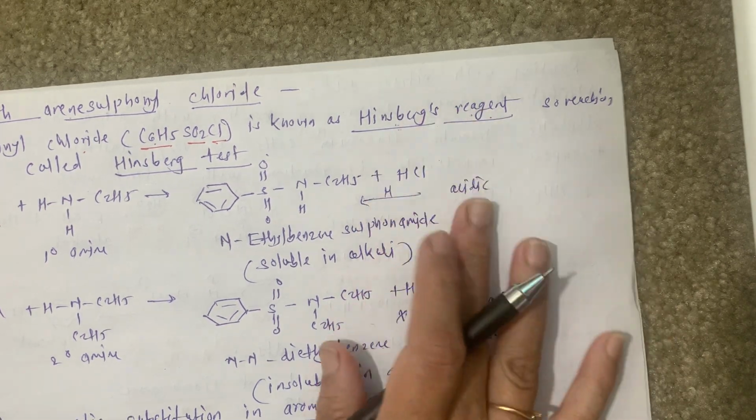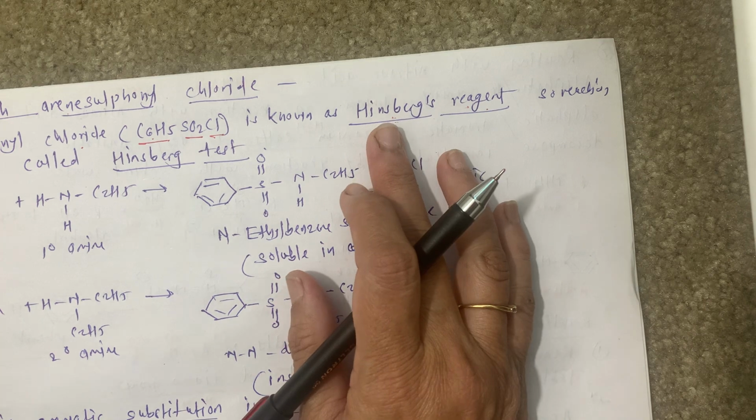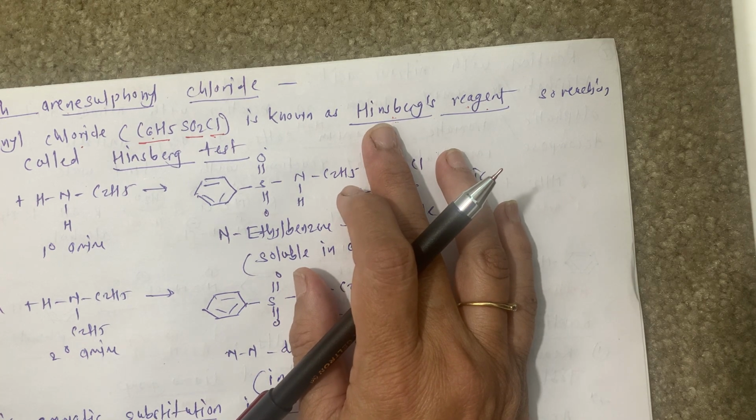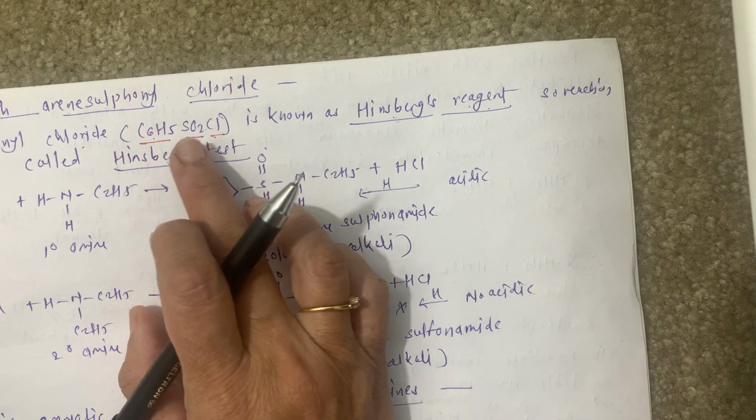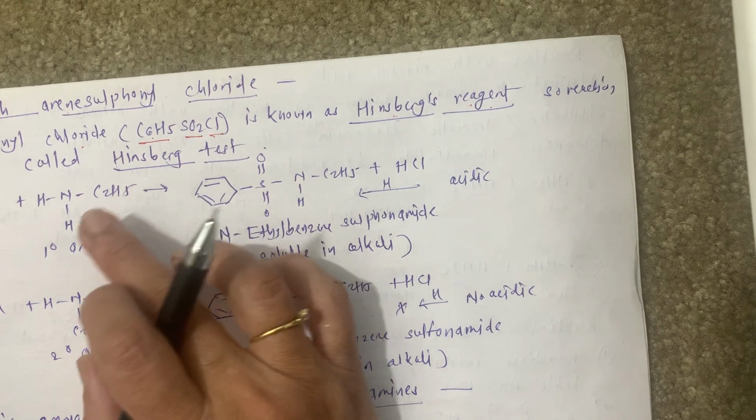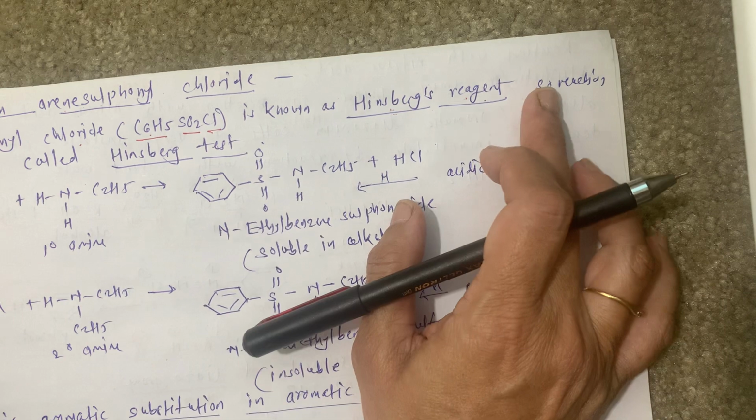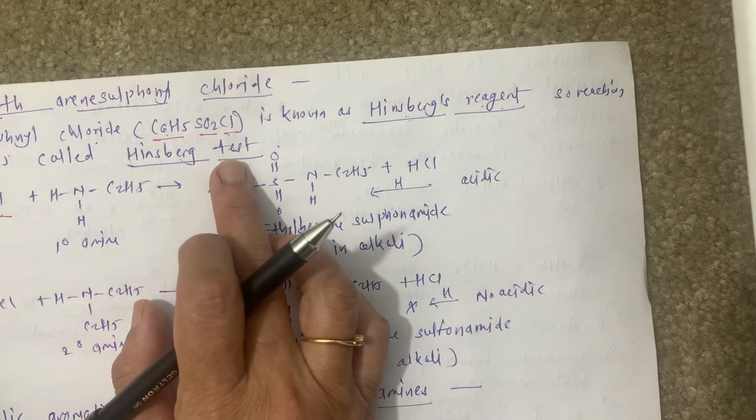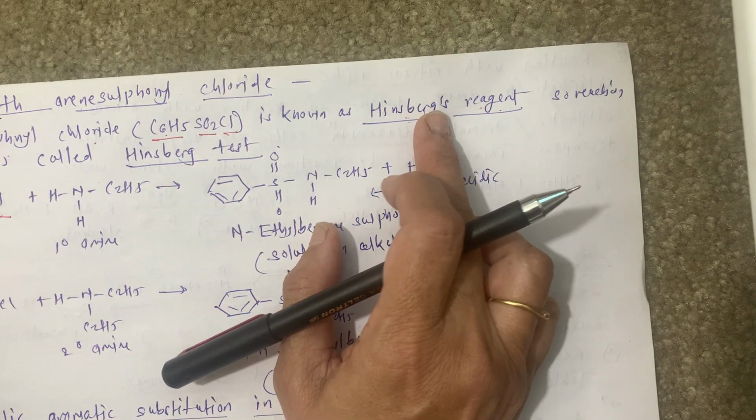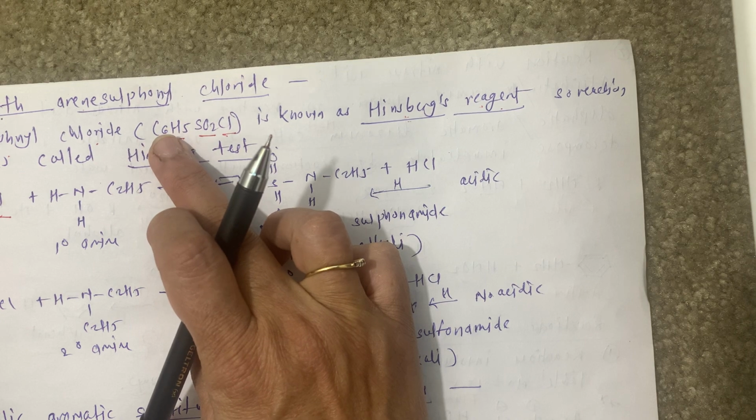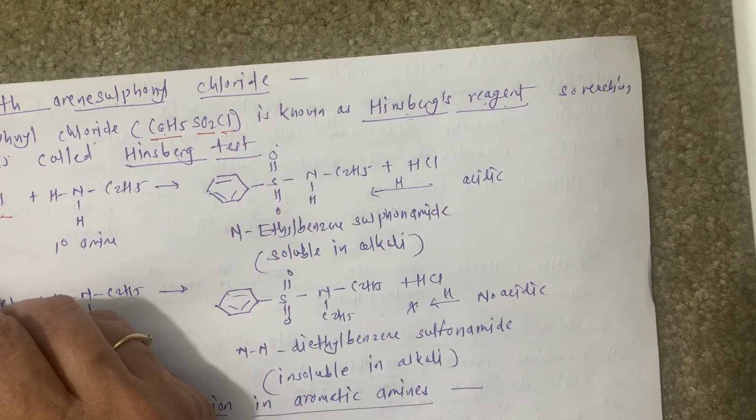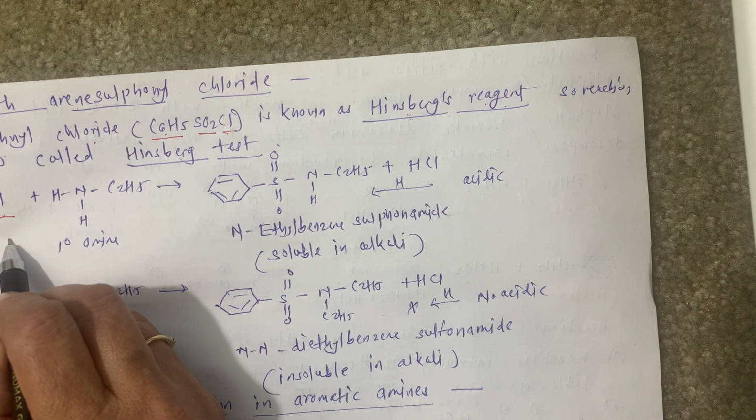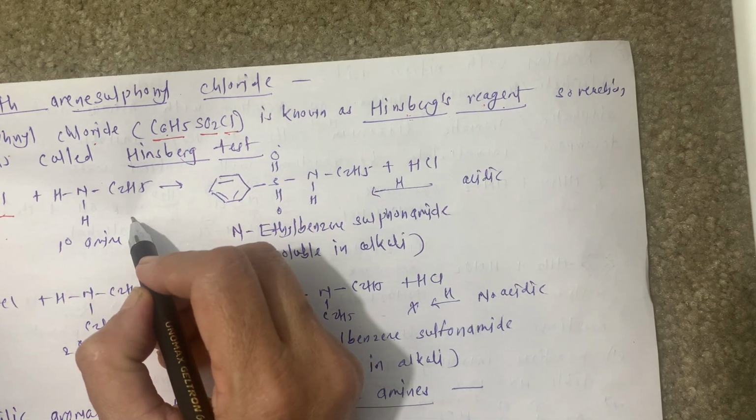This is a naming reaction, named after the scientist Hinsberg, who found that this benzene sulfonyl chloride reacts with primary amines. The reaction is also called the Hinsberg test because we use Hinsberg's reagent, C6H5SO2Cl. So this is our benzene sulfonyl chloride reacting with the primary amine.